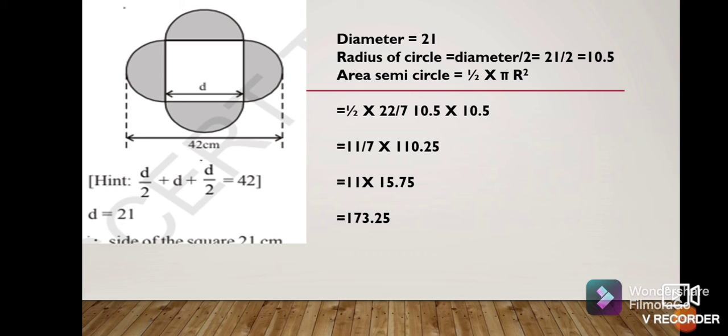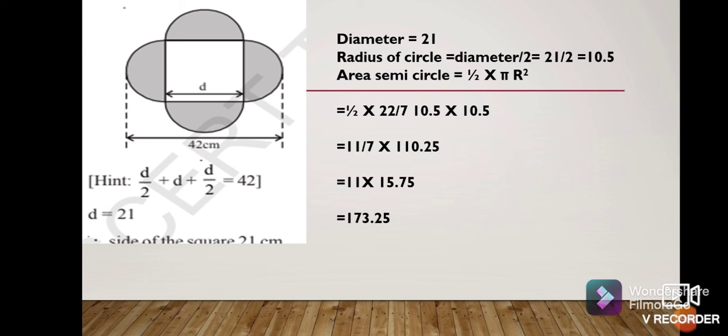Now on simplification, by substituting all these things, 1 by 2 into 22 by 7 into r value 10.5, so it is repeated 2 times, 10.5 and 10.5. Now 11 by 7 into 1, cancellation by 2 table, we can get 11 by 7 into 10.5 into 10.5 is 110.25, and again on division by 7, or by cancellation with 7, we get 15.75, that is 110.25 by 7, nothing but 15.75.